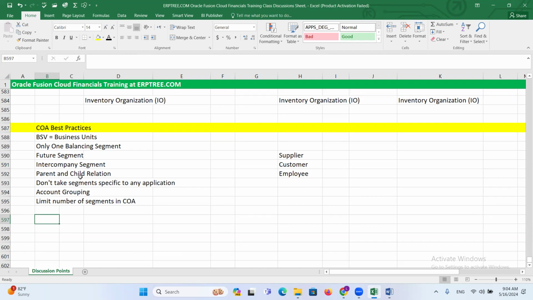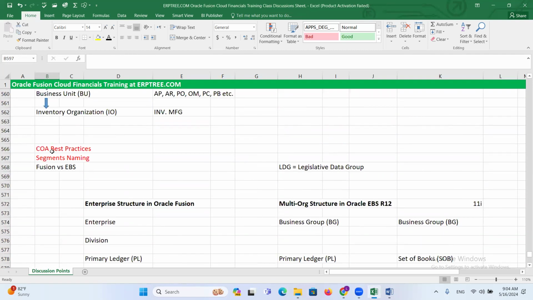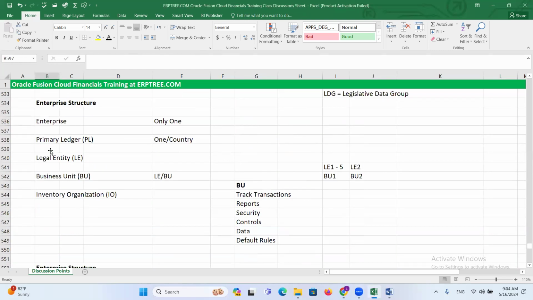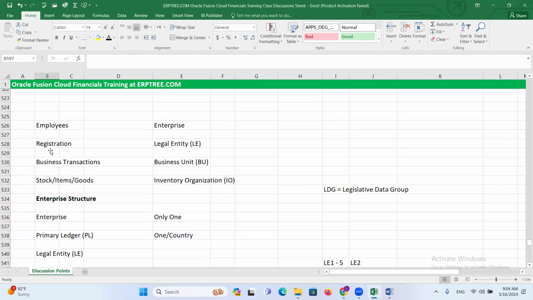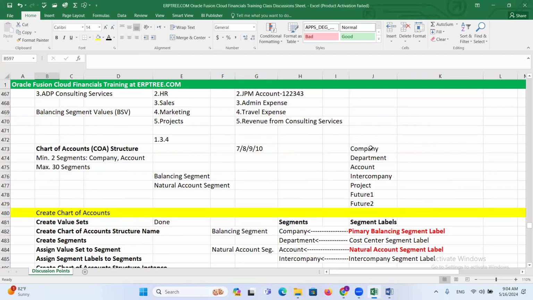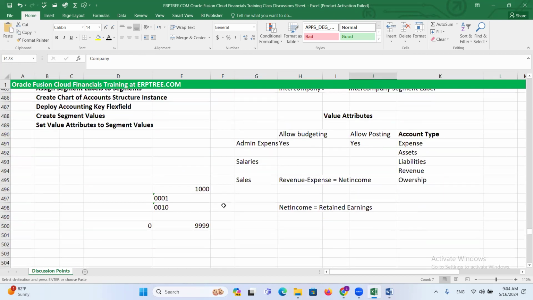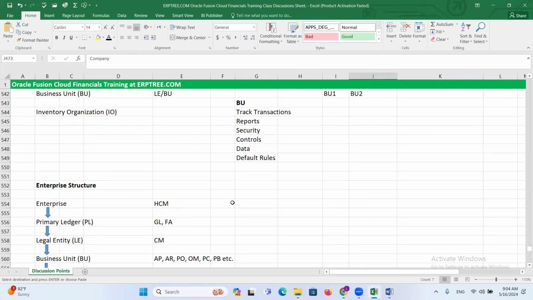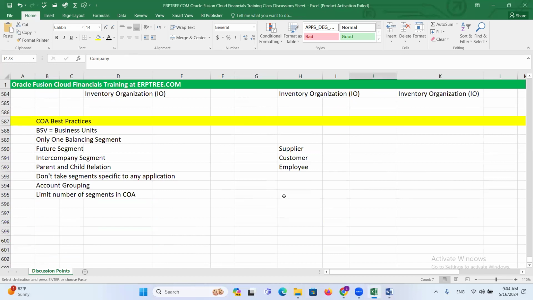No questions. Now we'll look at naming convention. When we use these segments in the chart of accounts in different projects, we come across different naming conventions also. So what are the typical naming conventions we come across when we are working in the projects?